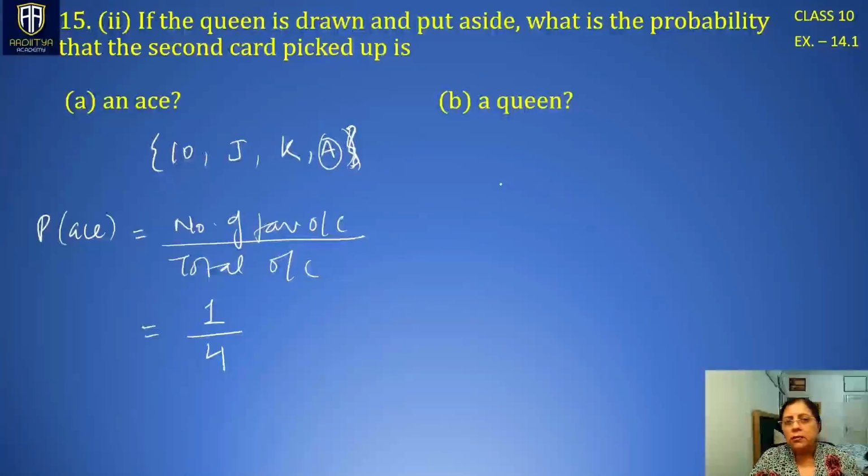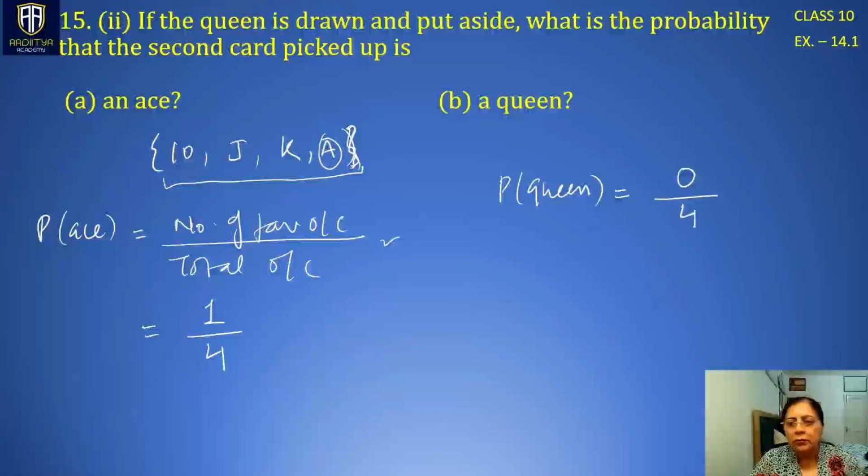The next part says, if the queen has been put aside, now again he is asking the probability of drawing a card which is queen. So when we talk about favorable outcomes, now this is the sample space after queen has been put aside. So there is no other queen left in those outcomes. So favorable outcomes is 0 and total outcomes is still 4. Probability of drawing a queen from these remaining 4 cards is 0.